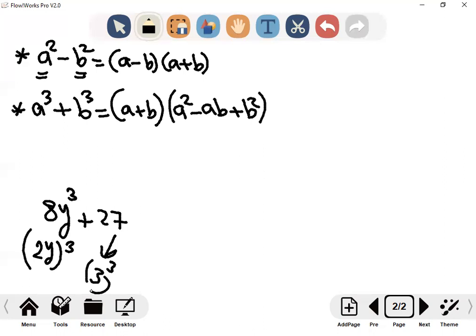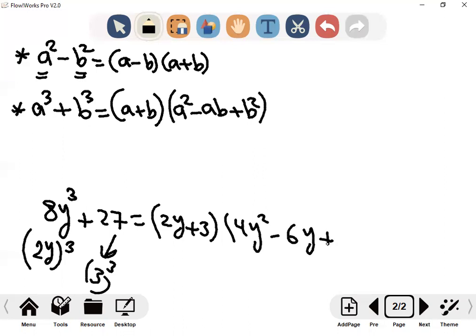So a here is 2y. b here is 3. Apply the formula. a plus b means 2y plus 3. Multiply by the formula. a power 2 means 2y power 2, which is 4y power 2, minus ab, 2y times 3, which is 6y, plus b power 2, which is 3 power 2, which is 9. So once you find a and b, you need to memorize the formula and apply it. Done?